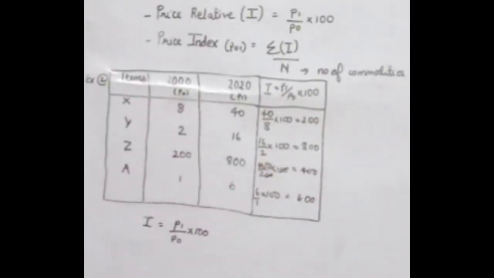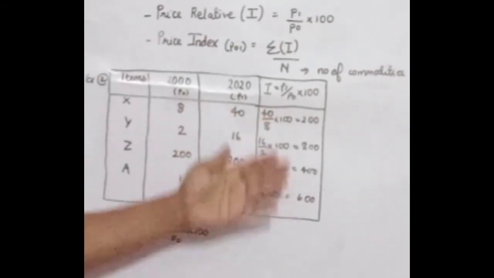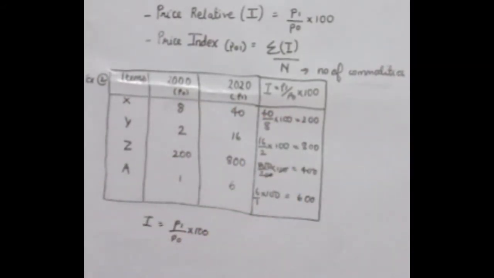Look at the price relative here. For the element X, the price relative is 200. For Y, it is 800. Z is 400. A is 600. So students, can we say we can measure the change here itself?